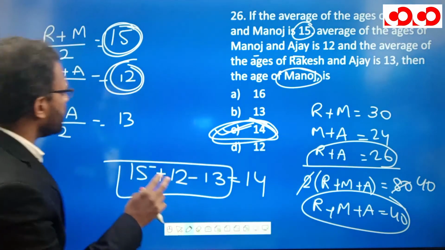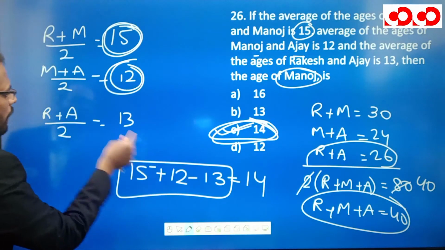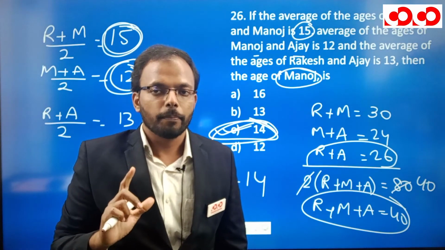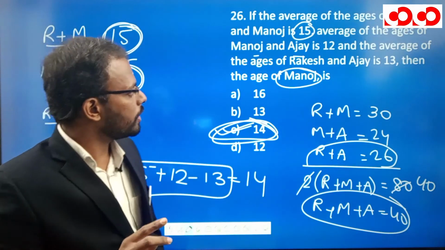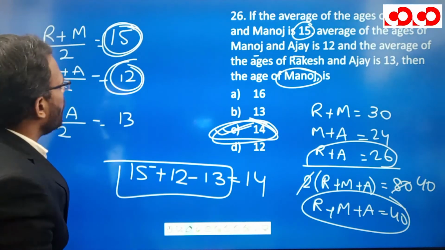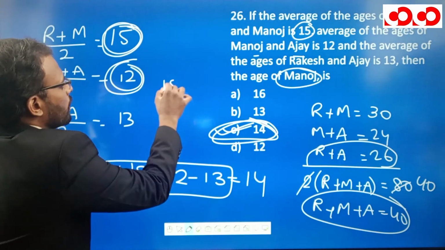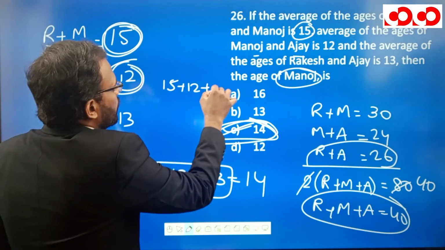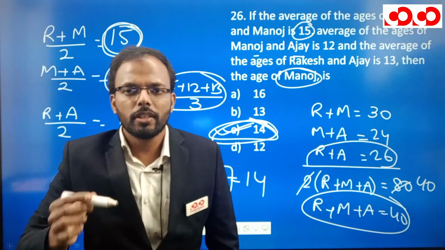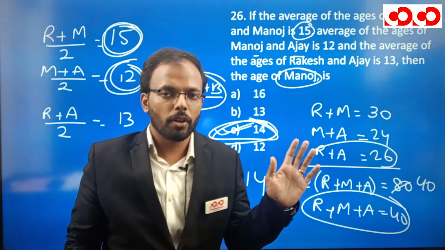So the short trick is directly M plus M. What is here? 15 plus 12. You add both of them and subtract this 13. You'll get 14, which is directly Manoj's age, right? And if you wanted the average of all the three, just add this and divide it by 3. If it was asked what is the average of these three, just add 15 plus 12 plus 13, whole divided by 3. This is going to be the average of all the three numbers. So these are a few short tricks which you should know for this problem, and it has been repeated many times in your exam. Let's move.